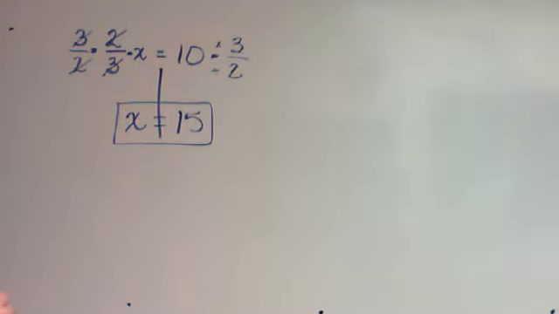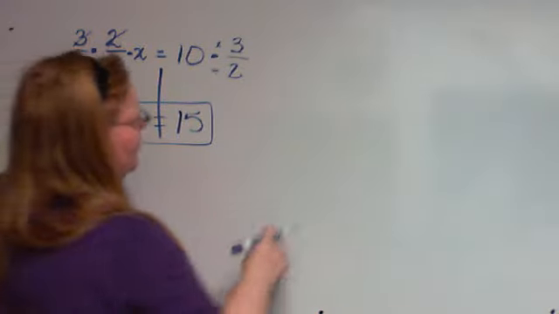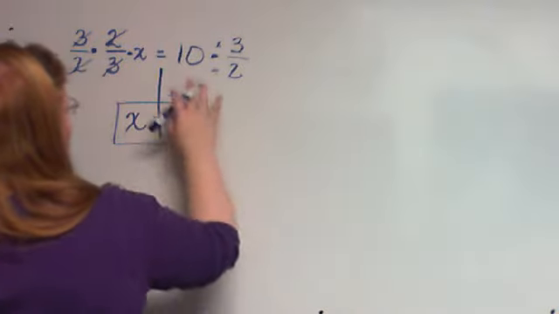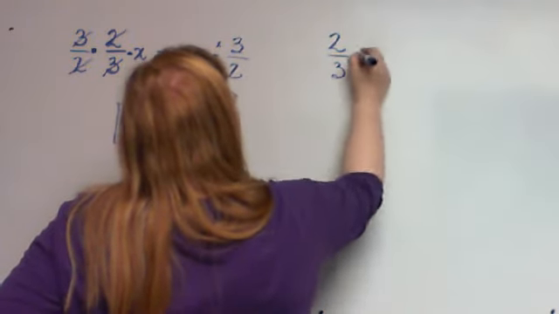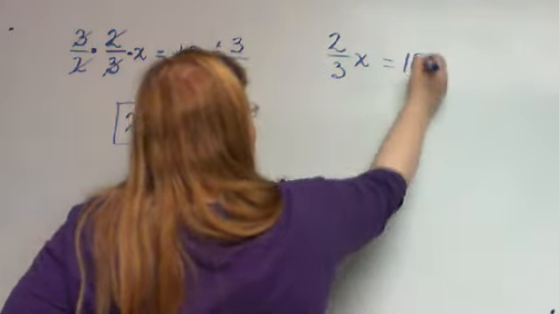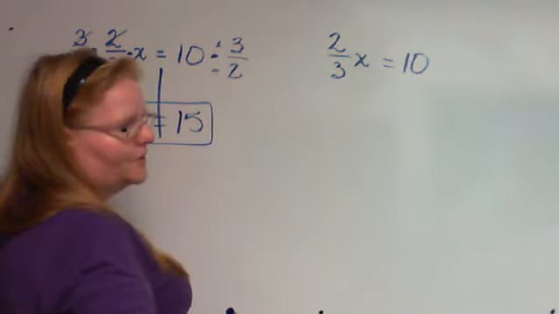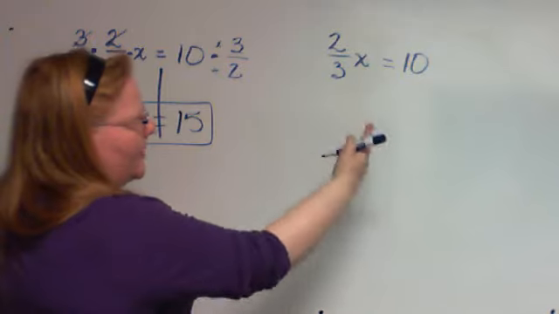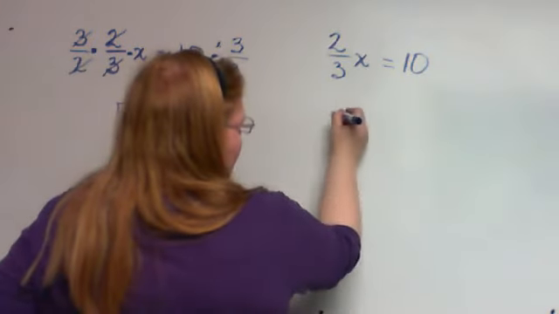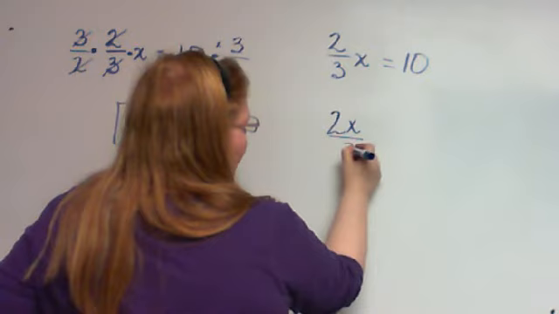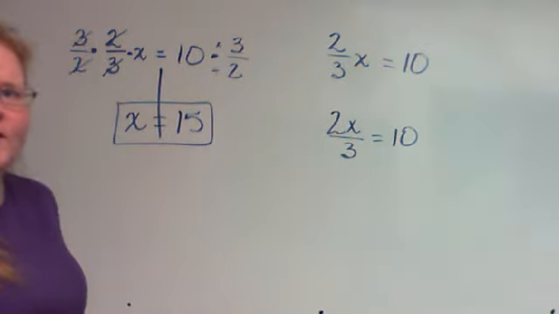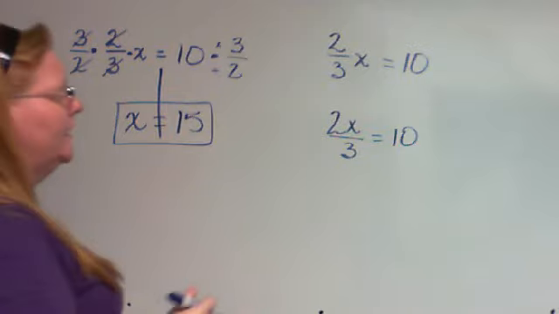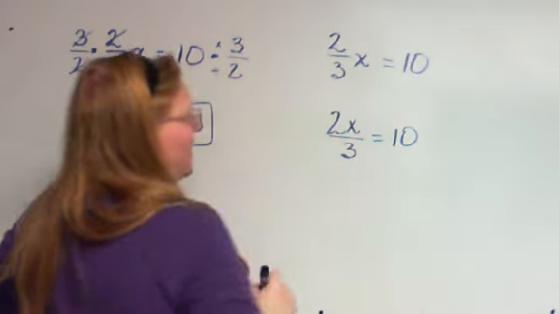Now, you're thinking, you said there were 2 methods, and we just did 2 methods, but wait, there's more. That was one way of doing it, where you multiply by the reciprocal. Sometimes you're going to look at this and you're not really going to see a fraction times an x. What you're really going to see is 2x divided by 3 is equal to 10, because they said the same thing. The x can either go beside it or it can go on top of it.